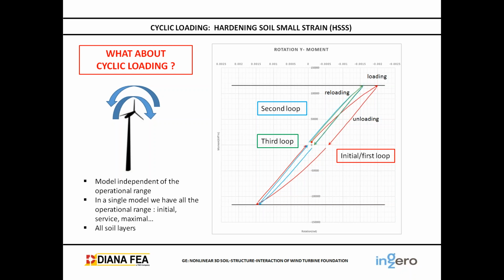Okay, so what's the point of this? That we have in a single model the whole operational range: the initial, the service loads, and the maximal loads, and we can have all the soil layers. So we have a model which is independent of the operational range. That's quite good, because it seems that we have solved our problem. But now, how can we believe that? We can't just say that it's true.